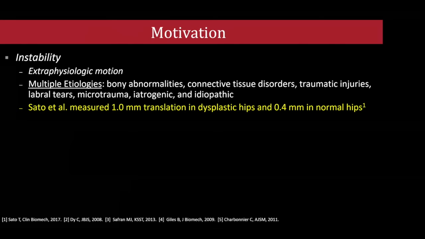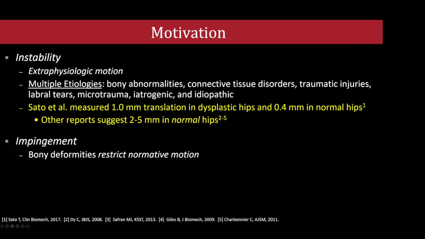In terms of quantitative data, Sato et al. measured about 1 millimeter of translation in dysplastic hips and about half of that in normal hips, whereas other reports suggest that there's 2 to 5 millimeters in normal hips. So nobody really knows what the actual normal instability is.